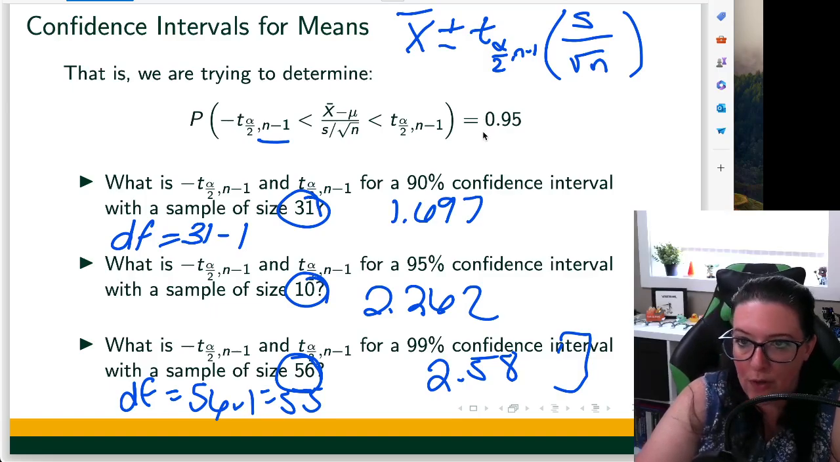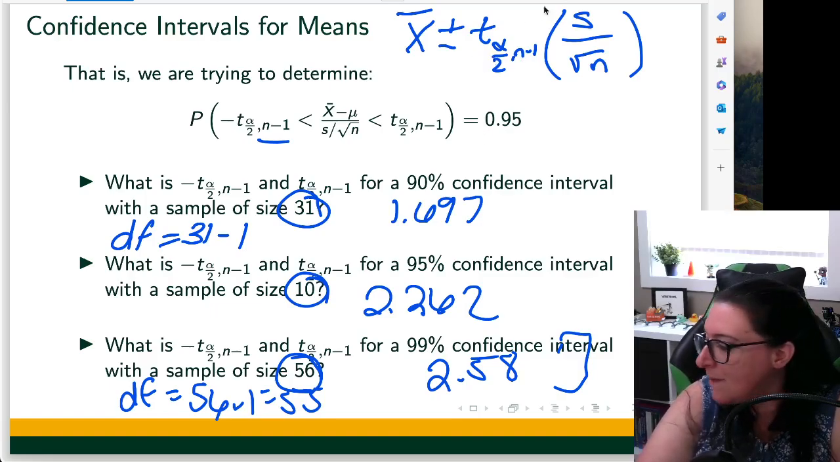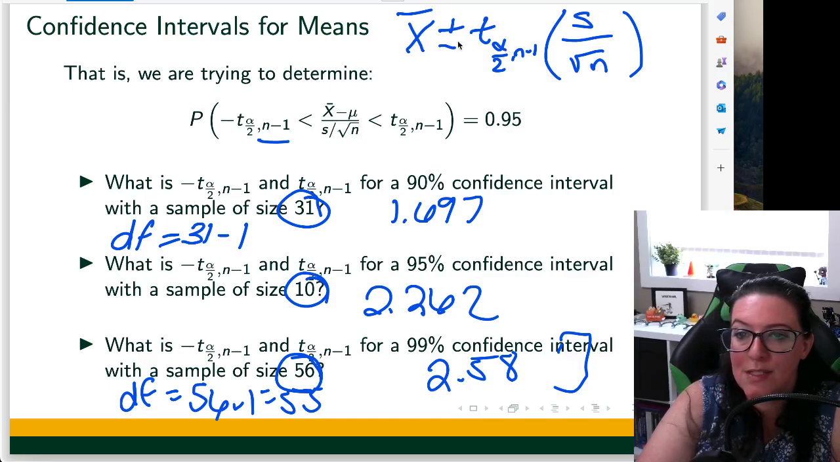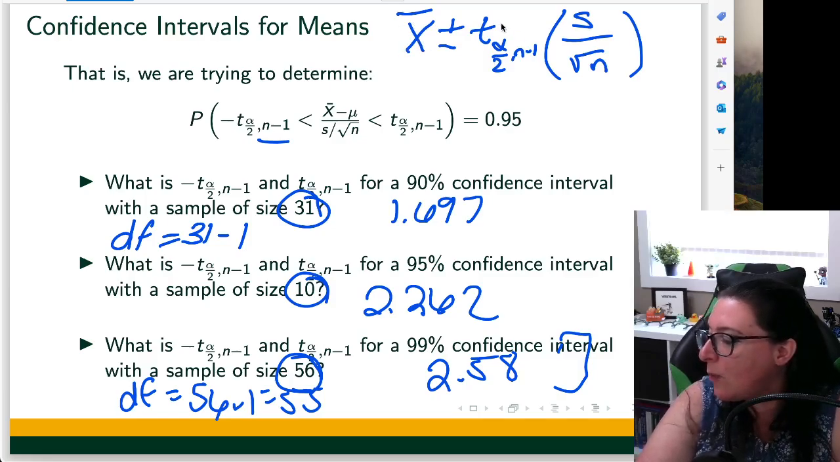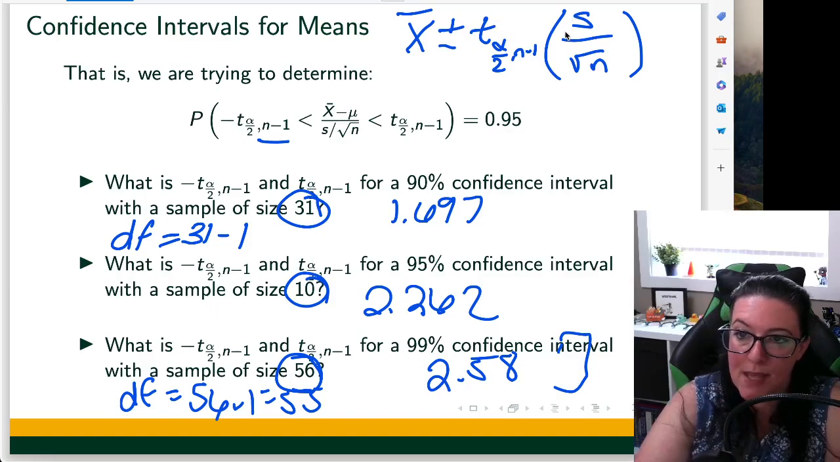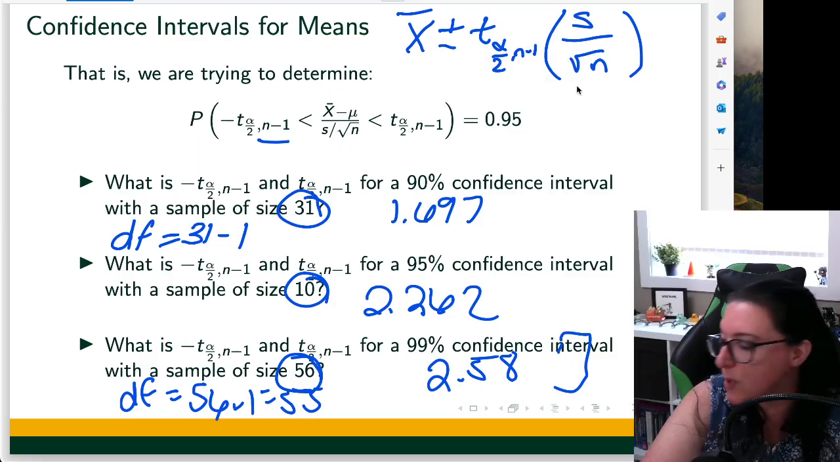Okay, what do we do with all this? Well, once we have t, then we can plug into this to find the upper and lower bounds for our confidence interval. We have our point estimate, that's our sample mean, and then we take our t-score and we multiply it times the sample standard deviation divided by the square root of n.